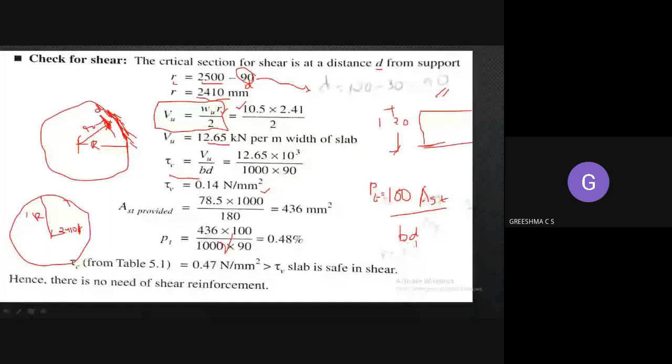This Ast has to be the Ast provided. We need to take the Ast that we provided in the slab. Whatever Ast is provided in the slab, using that Ast we have to find the percentage of reinforcement ratio. So how much Ast have we provided? Let's see, the actual that is provided.